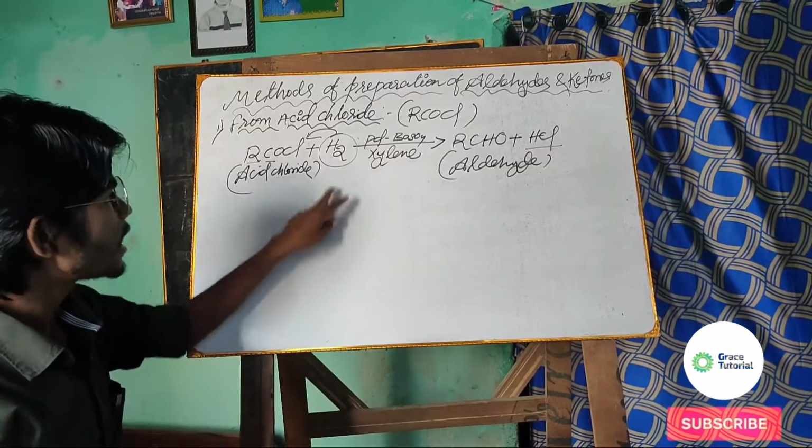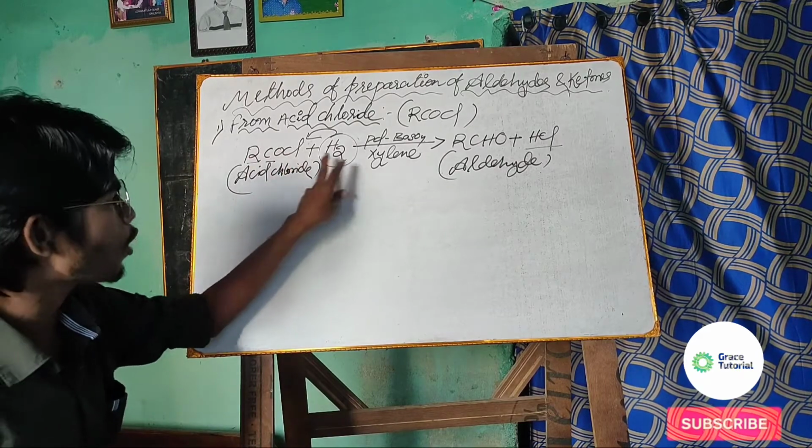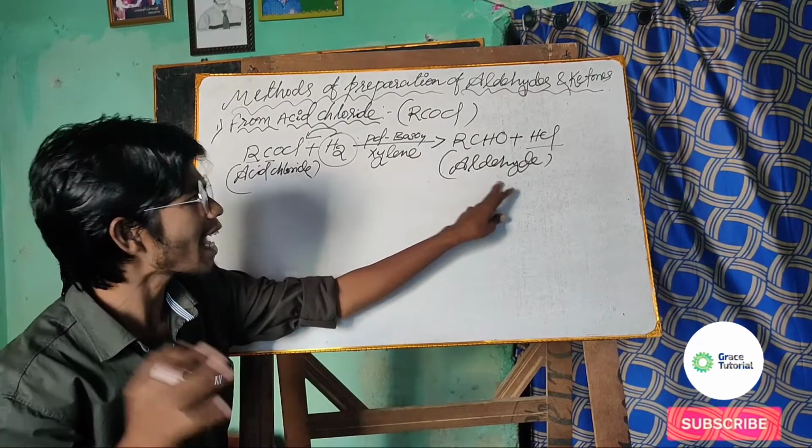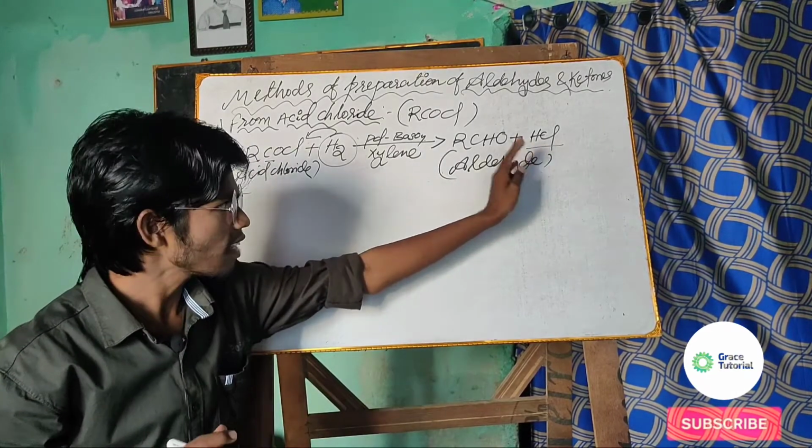It's very simple: when hydrogen gas is passed through acid chloride in the presence of palladium or barium sulfate in boiling xylene, then aldehyde results along with hydrochloric acid, that is HCl.